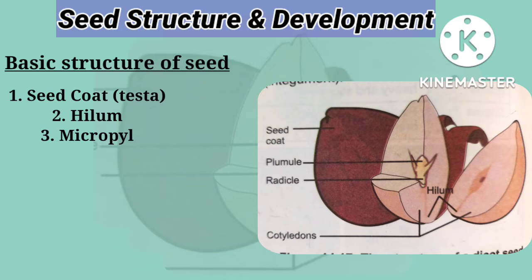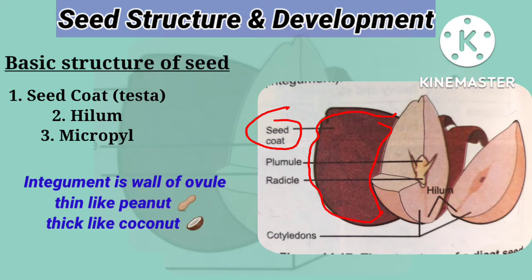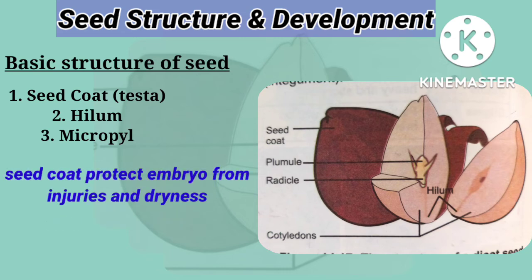Now, what is the seed coat? Seed coat is also called testa, and it is developed from the integument. Now, what is integument? Integument is basically the wall of the ovule. This seed coat can be very thin and it can be very thick as well. It can be thin as in case of peanut, and it can be very hard and thick as in case of coconut. Now, what is the function of the seed coat? Its function is basically to protect the growing embryo from any kind of mechanical injury and from the drying conditions.